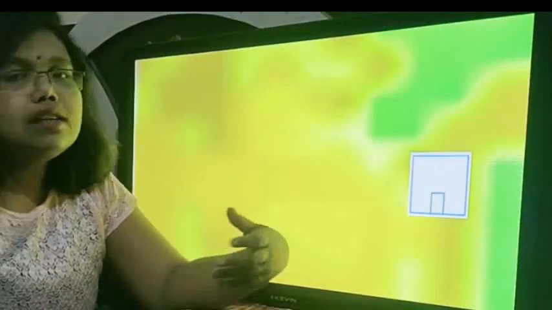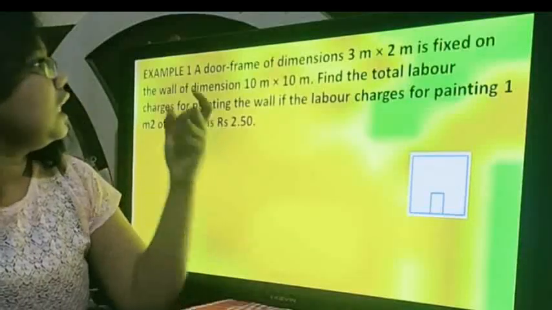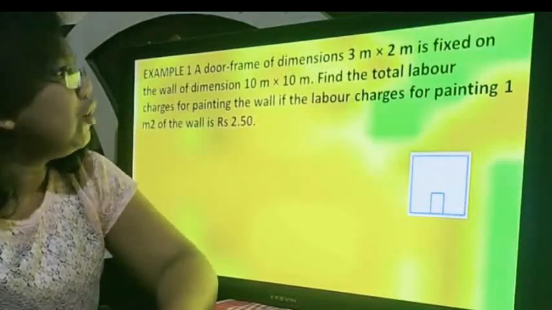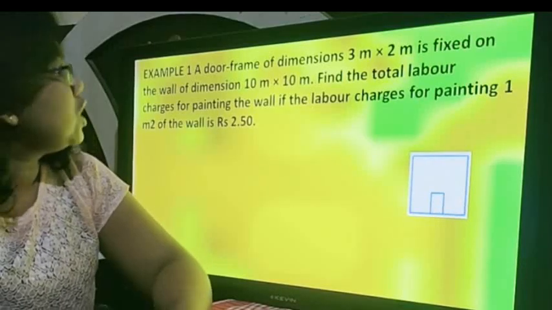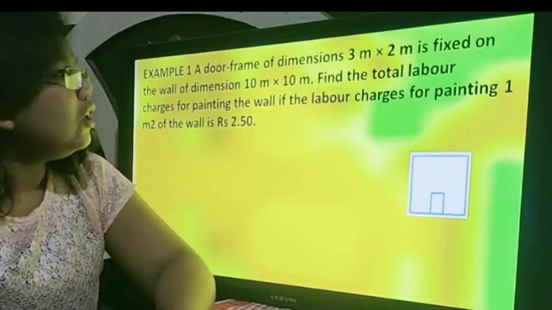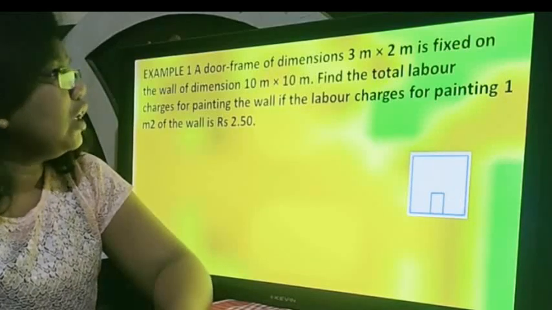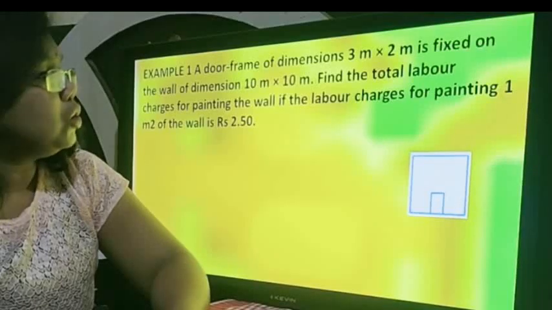Now we would study certain examples before we go ahead with our exercise. Now here, example number 1. A door frame of dimensions 3 meter multiplied by 2 meter is fixed on a wall of dimension 10 multiplied by 10 meter. Find the total labor charges for painting the wall if the labor charges for painting 1 meter square of the wall is rupees 2.50.